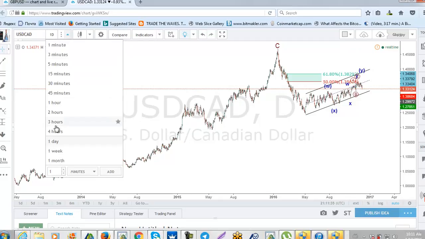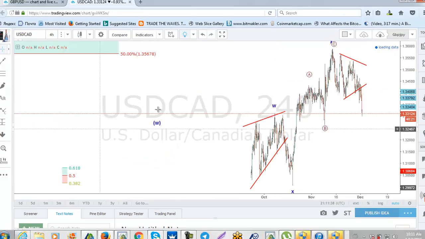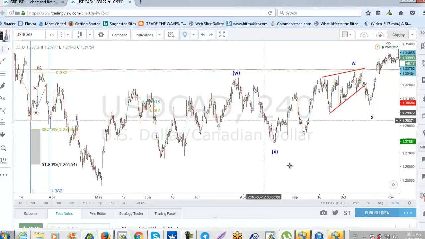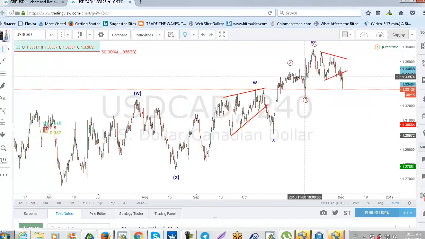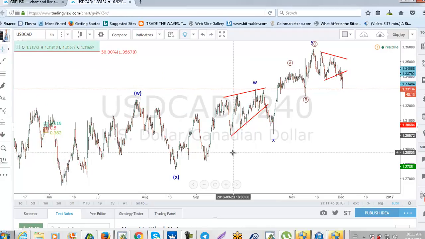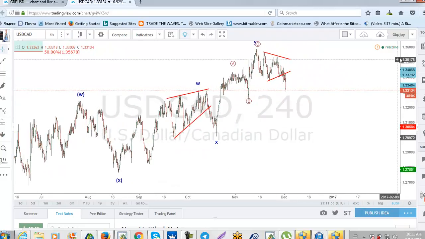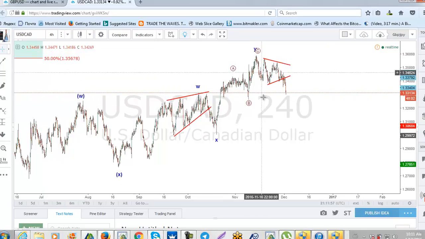If you go to a lower time frame, that looks clustered together. So this is a W, this is X, and this is Y. Look at this very nice move, very nice formation. Even this one is an A, B, and then the C is an ending diagonal. The X is a zigzag, and then the Y is a zigzag also. So this is a very nice double zigzag pattern.